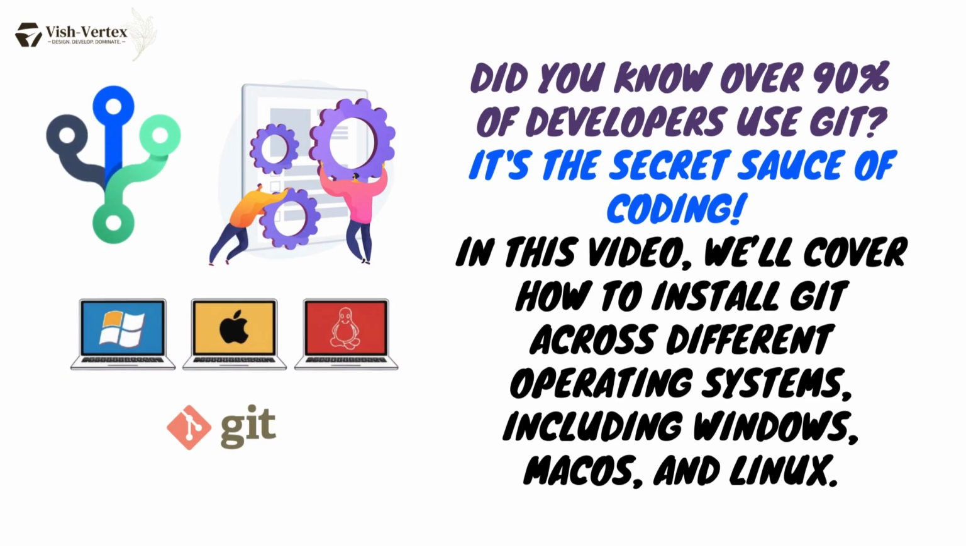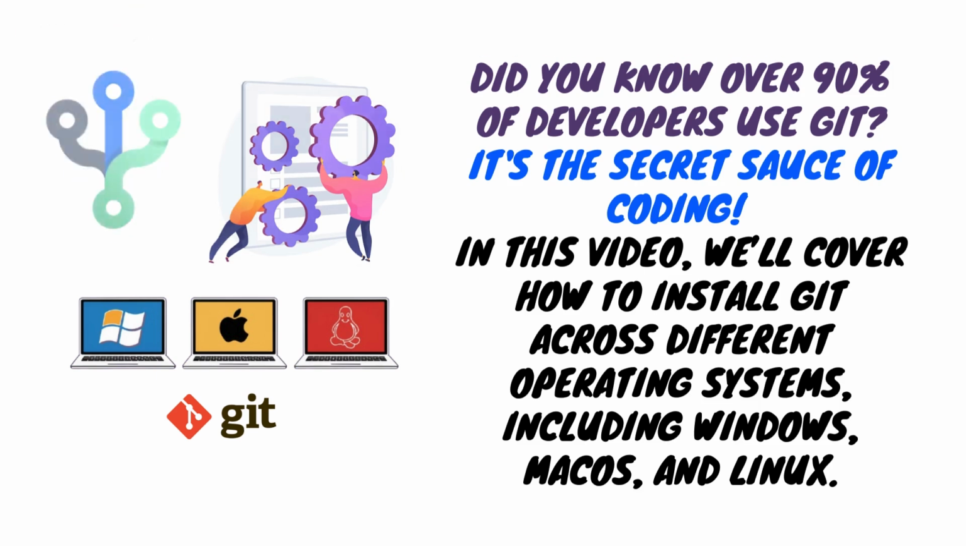Hey there, did you know that over 90% of developers out there use Git? That's right. It's like the secret sauce of coding, and if you're not using it, you're missing out big time. So, in this video, we're diving into how to install Git on your computer, whether you're rocking Windows, macOS, or Linux. Git is super important for version control, and trust me, once you get it set up, you'll wonder how you ever lived without it.